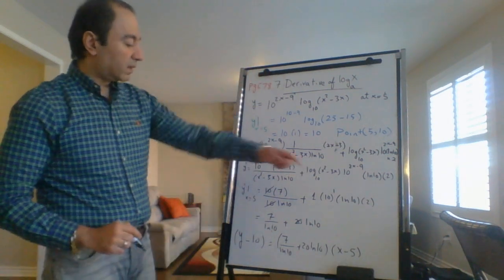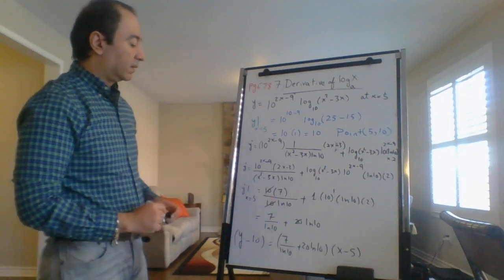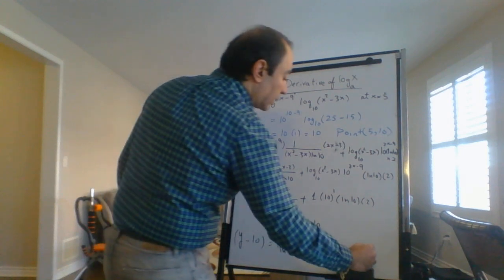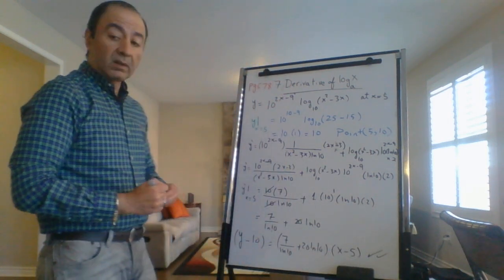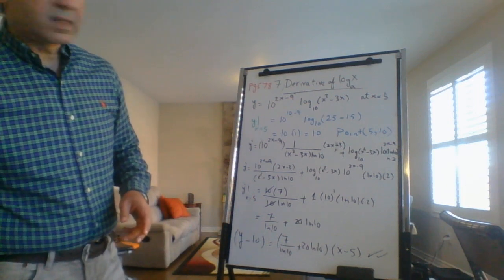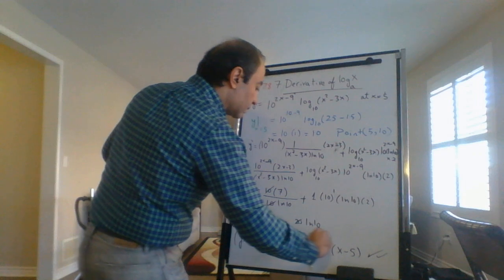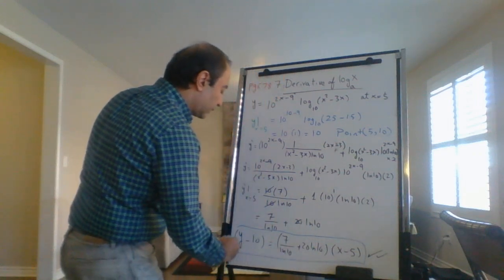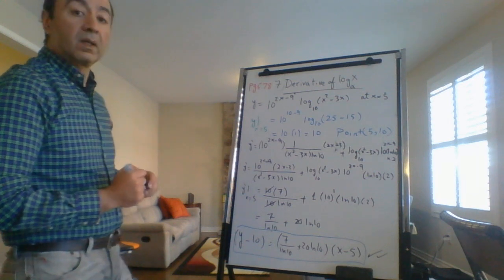Of course, you can send the 10 over and expand this, but up to here you get the full mark. This is point slope form, and it is the right answer. So this is the equation of the tangent line to the curve when x equals 5.